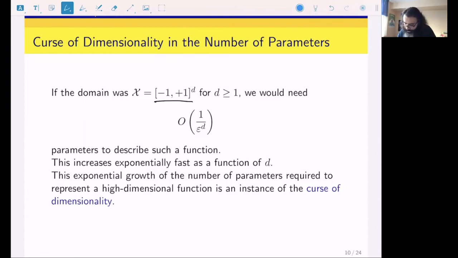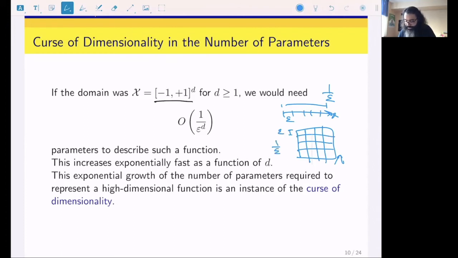So if x was 1-dimensional, I divide it by epsilon, so a bounded region would require 1 over epsilon. If x was 2-dimensional, then each of them again is epsilon. So we have 1 over epsilon boxes or regions here, 1 over epsilon partitions this way. So in total, we have 1 over epsilon squared. And for d-dimensional, we have 1 divided by epsilon to the power of d. So what's the problem with this?